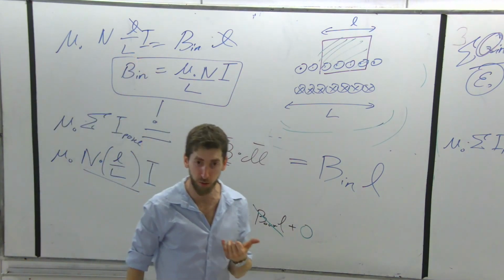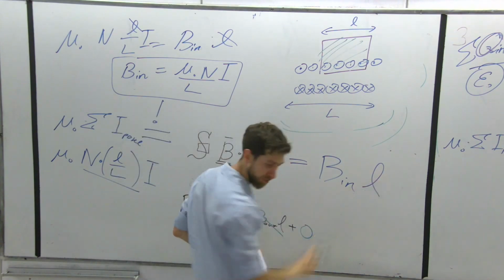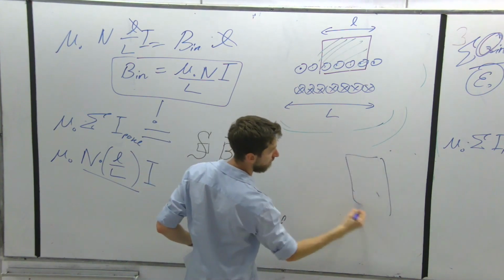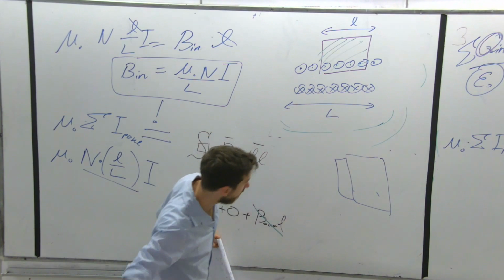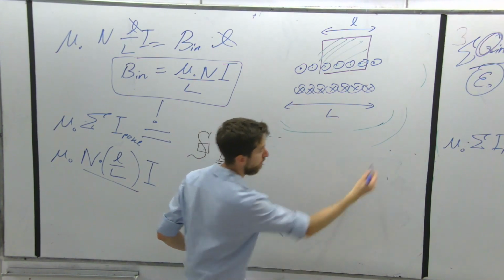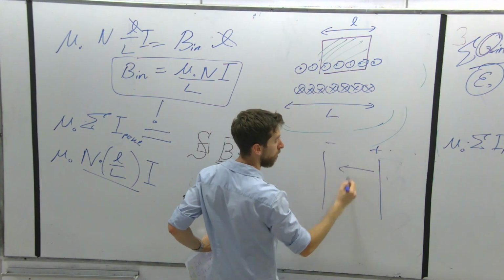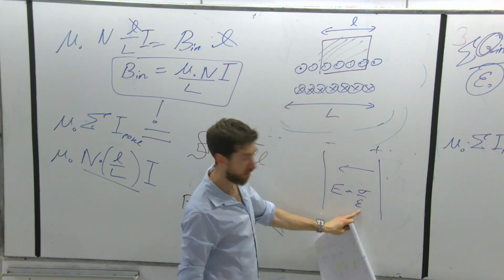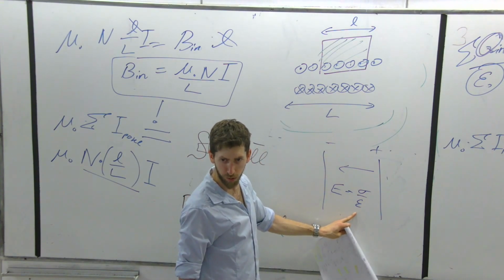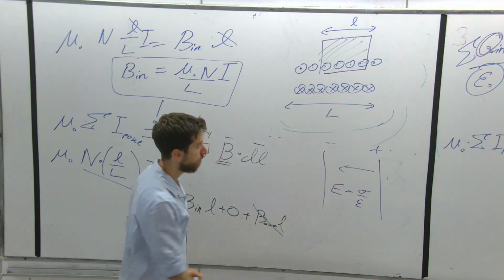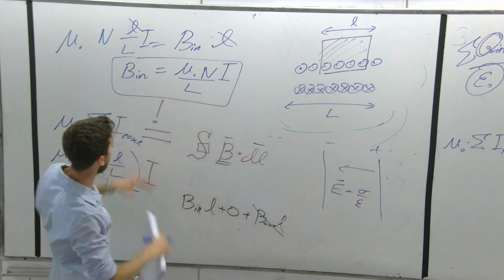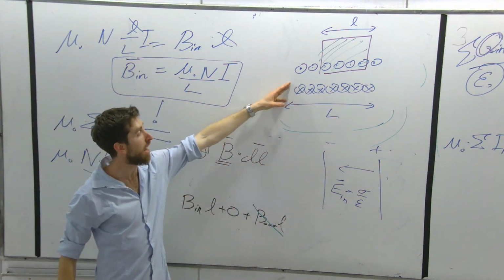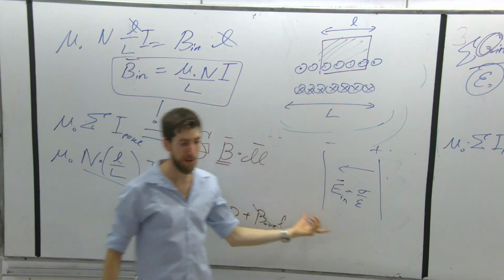Like we had in a capacitor. Remember that we have two plates. This is the first plate, this is the second, this one plus, this one minus. So the electric field inside is what? Sigma divided by epsilon, right? This is the equation. So in magnetic fields, the solenoid is the equivalent idea of a capacitor.